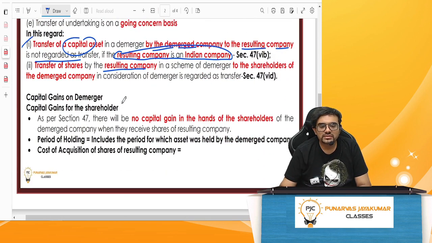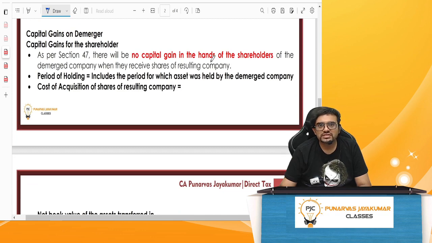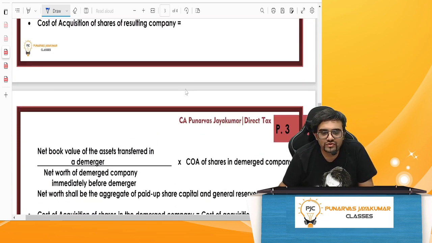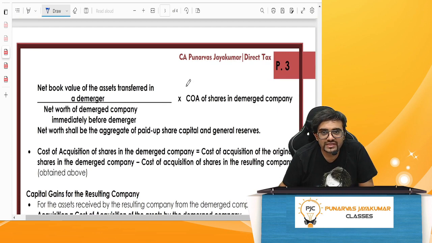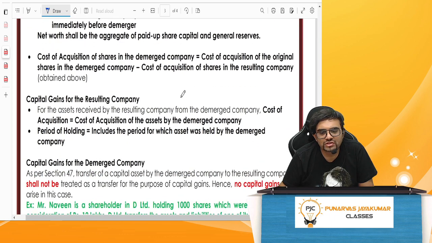So capital gains are also the same. There will be no capital gain in the hands of the shareholder of the demerged company when they receive shares of a resulting company. Period of holding is the same; it includes the period for which the asset was held in the demerged company. Cost of acquisition will be the same as before, but here, what will I do? I will take the net book value. Net book value of the assets in a demerger divided by net worth of the demerged company immediately before demerger, into cost of acquisition in the demerged company. Cost of acquisition in the demerged company will be the original shares minus whatever was obtained above.